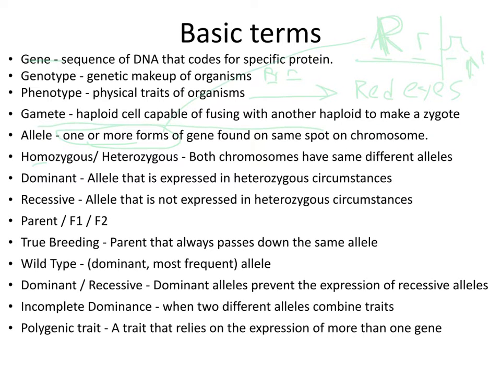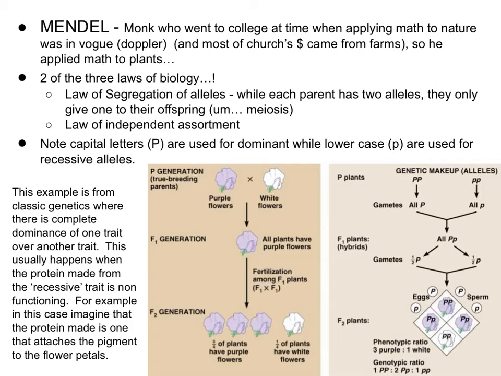Hopefully you've heard these terms before. Homozygous, same, so that would be like capital R, capital R, or lowercase r, lowercase r. Heterozygous, different, capital R, lowercase r. And then dominant, which we tend to describe as the capital, so if one allele is expressed over the other. Recessive would be the lowercase one that's not. And we may go over true breeding, wild type, incomplete dominance, polygenic, and things like that, but I'm going to skip through those right now.